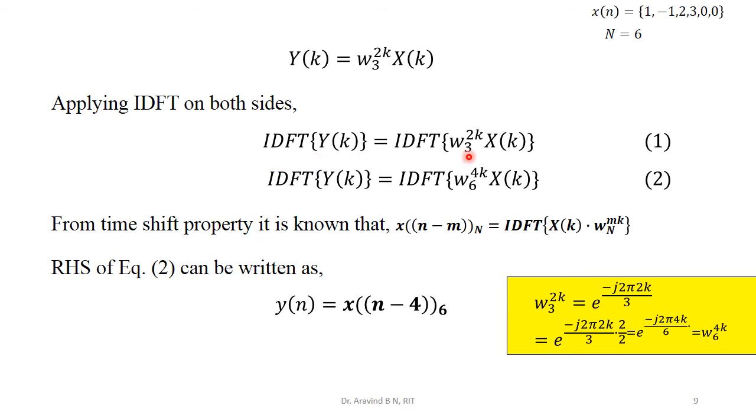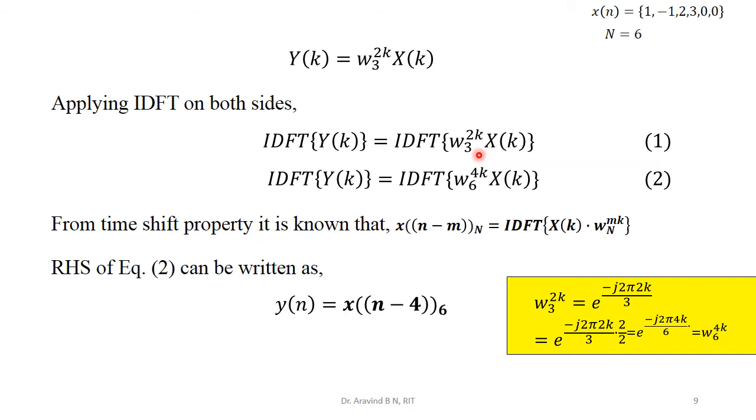But on the right hand side, it is not possible to make a straightforward solution in continuation, because the length of the sequence is given as 6, but this twiddle factor is not representing the length 6. It is saying the length is equal to 3. So what is the procedure? First convert this length 3 to the length 6 so that we can apply the circular time shift property.